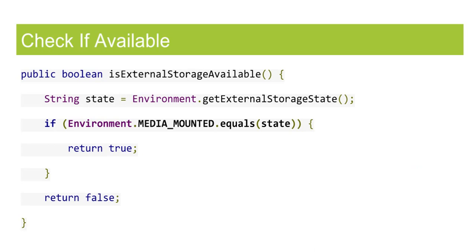Then we will check if the external storage is available or not. We use the method get external storage state. Environment is an API class of Android, which gives us access to the different features or values provided in the whole Android environment.